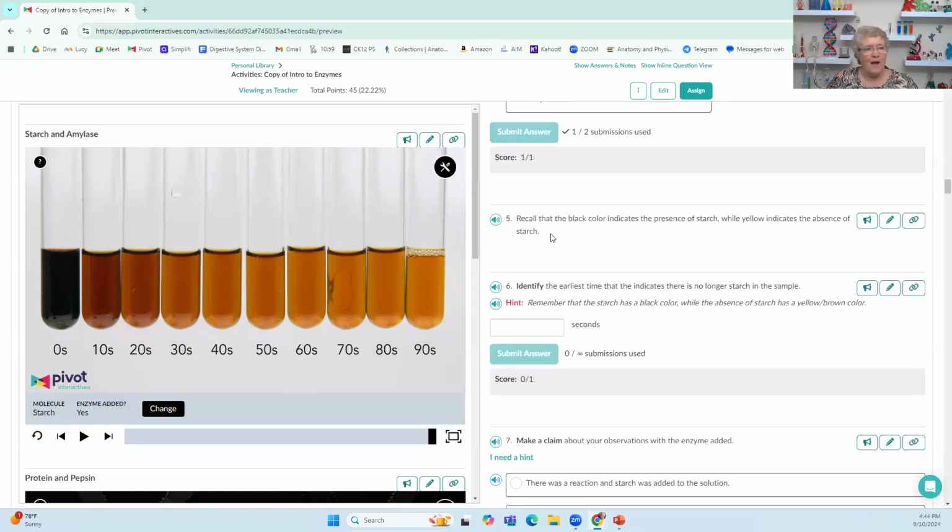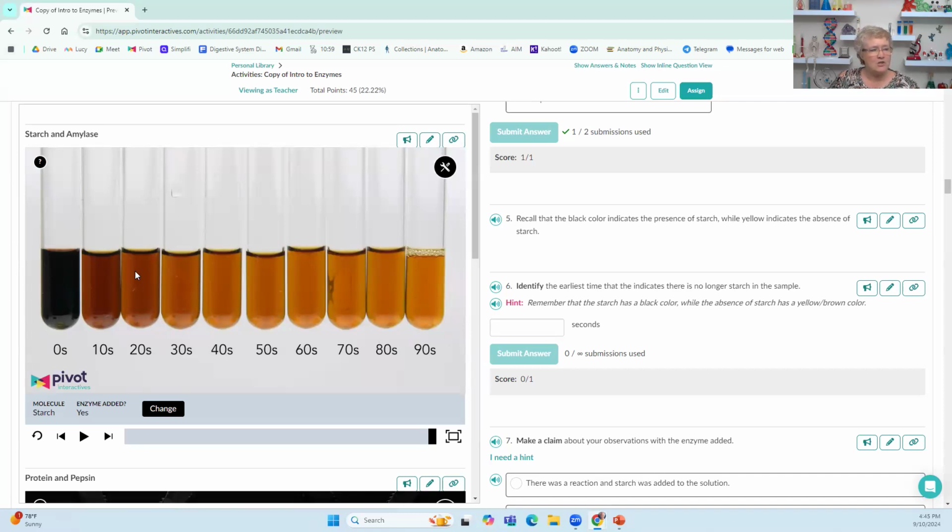Now, number 5 tells us, recall that the black color indicates the presence of starch, while yellow indicates the absence of starch. Now we're going to identify the earliest time that indicates there's no longer starch in the sample. Remember, starch is black in the presence of IKI. So at what point, where did the change occur? Where was there no longer starch? So clearly here there's no longer. We keep going backwards until we say, okay, where was there a change? Probably in between the 30 and 40 seconds is where we see the change occur.